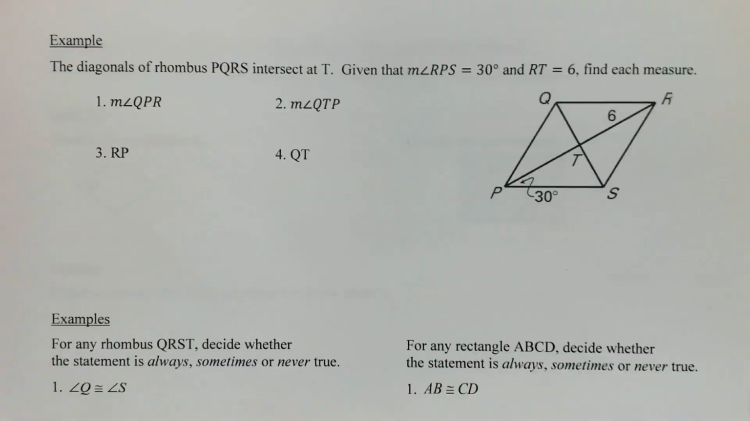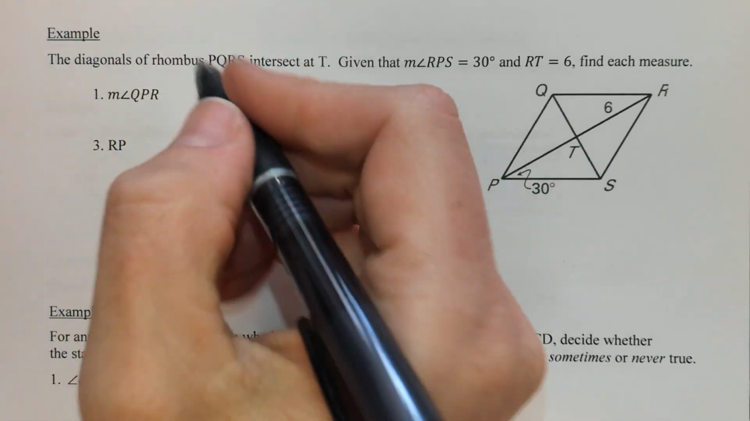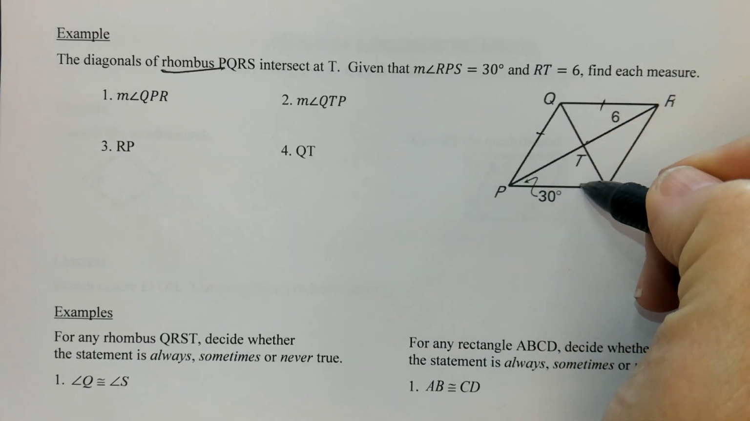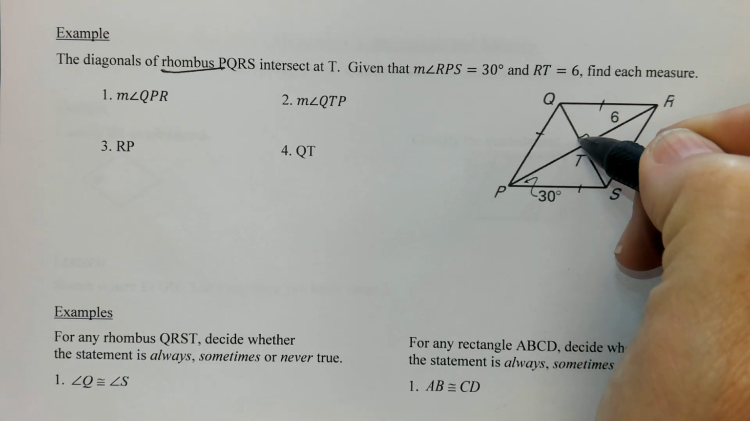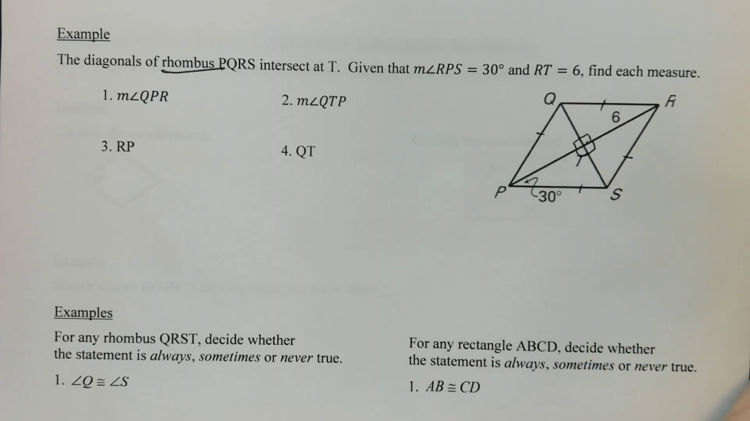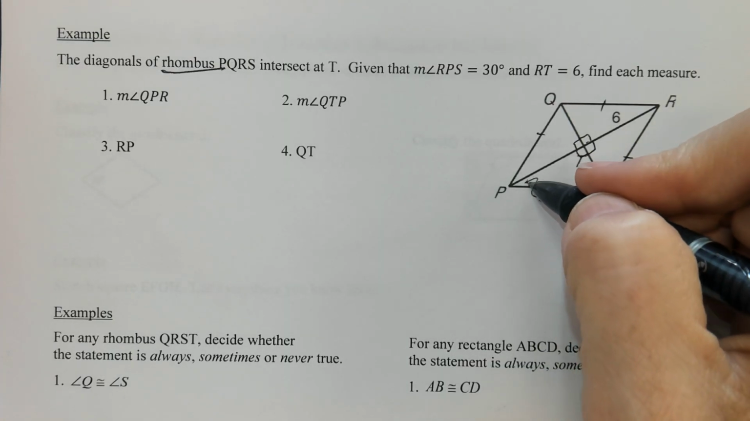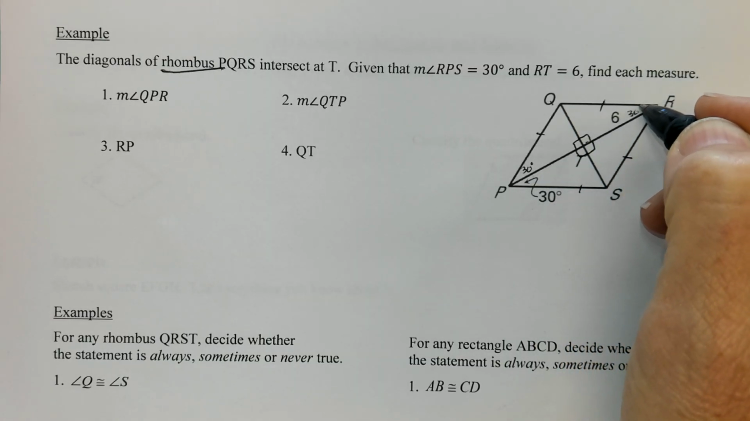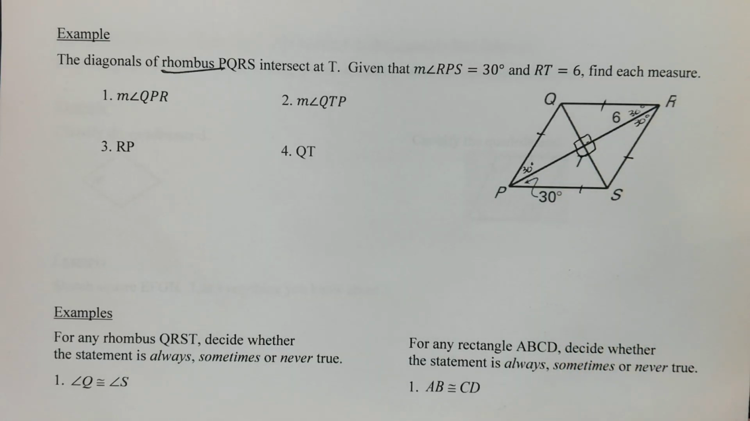So let's try a couple with it. It says the diagonals of a rhombus, so it's telling you what shape it is. They intersect at T. So since it's a rhombus, I know these are equal. I know there's 90s right here. I know angles got bisected, so if this is 30, this is 30. And then across is the same thing, so 30 and 30.